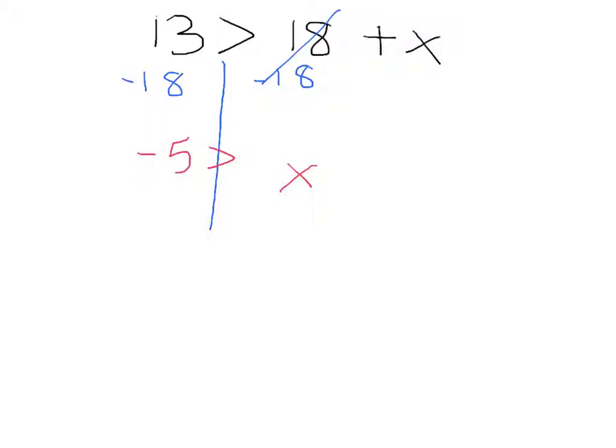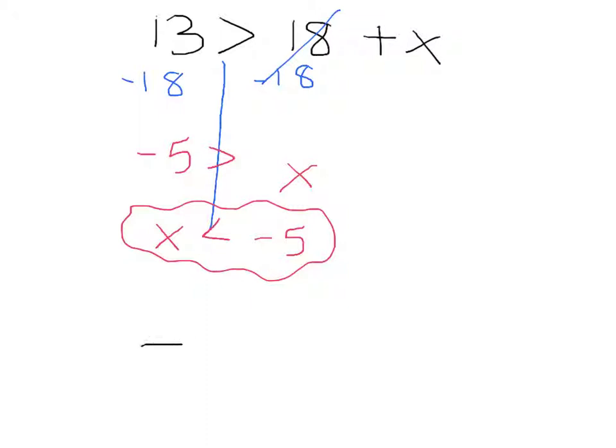Now, one thing, and it's to help us graph, you always want the variable on the left side. So I'm going to flip this entire inequality so that x is on the left, -5 over here, which means my inequality sign also has to flip. So my answer is x is less than -5.